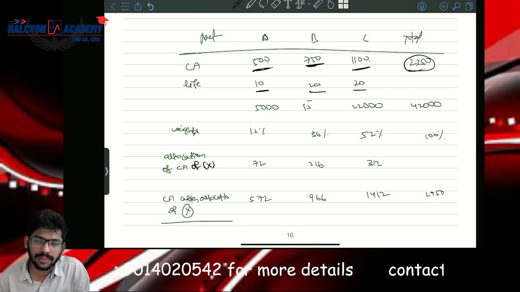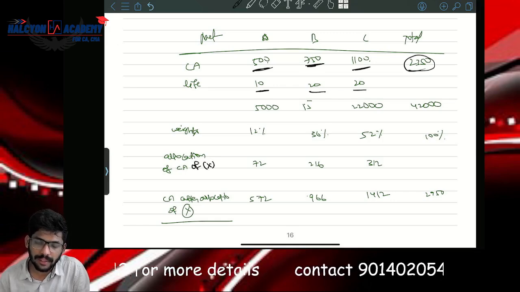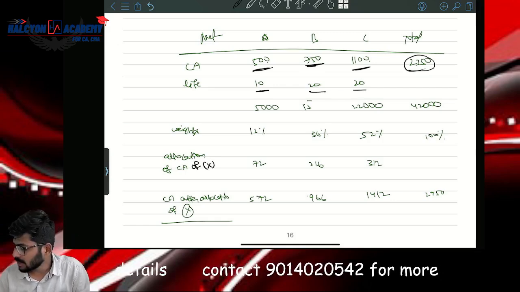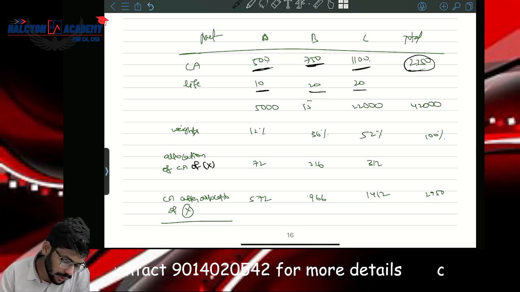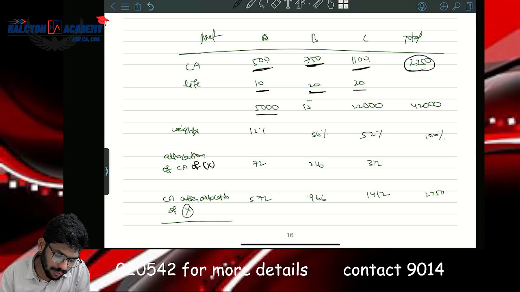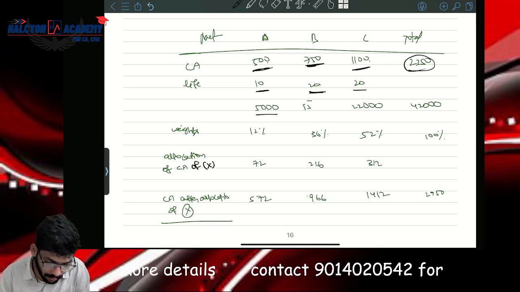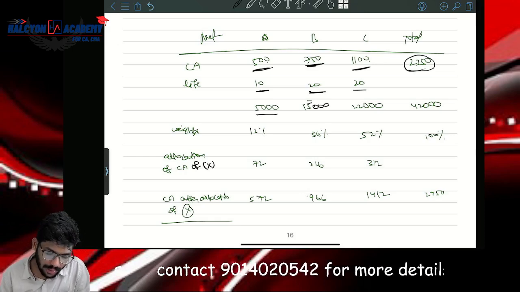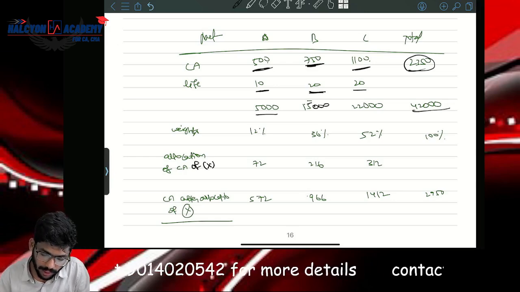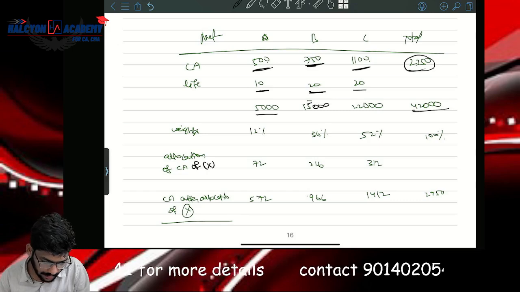Now we should multiply. I already said this point, already discussed it. So 500 into 10 is 5,000, 750 into 20 is 15,000, 1100 into 20 is 22,000. Total 42,000. Clear?